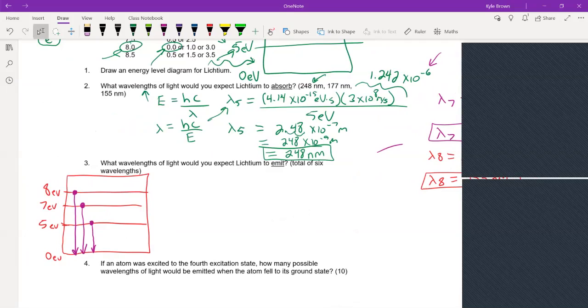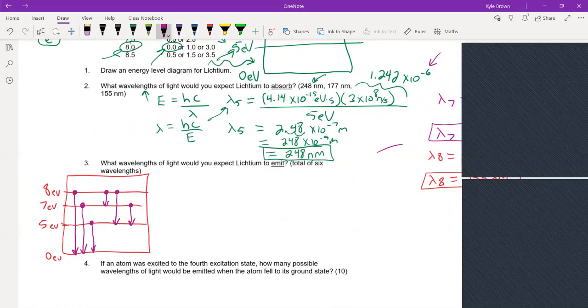But now what else do we have? Well, we actually still have 8 down to 7, right? Because that could be one. It plays Plinko on the way down, right? It could just drop down to 7. It could drop down to 5. Okay, so those could happen. And then it could also go from 7 down to 5. And then that's it. We've accounted for all of them.